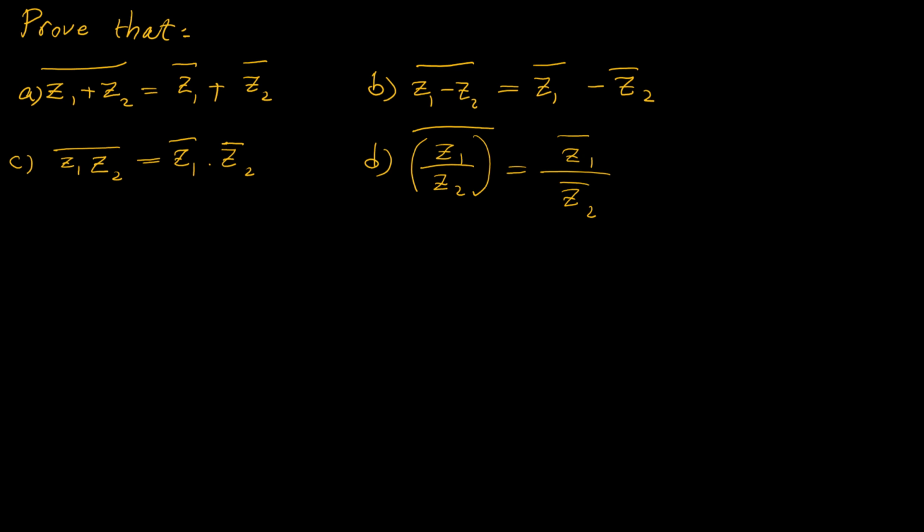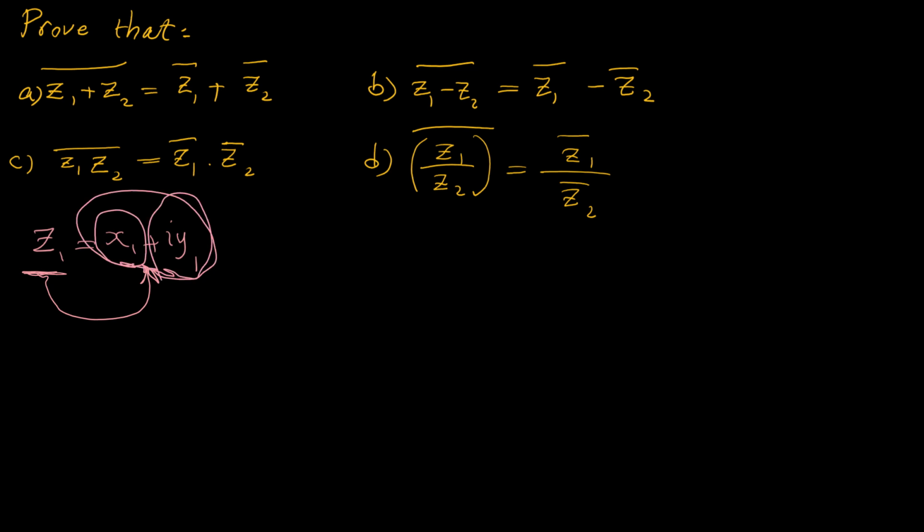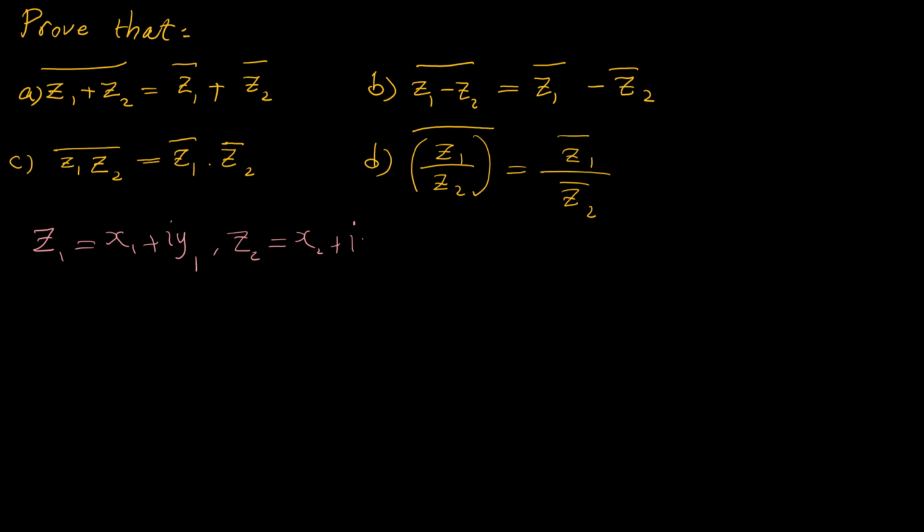To prove that conjugate of z1 plus z2 is equal to conjugate of z1 plus conjugate of z2, we suppose z1, which is a complex number, as x1 plus iy1. We know that any complex number can be represented in the form of x1 plus iy1. So we suppose z1 to be x1 plus iy1, and we suppose z2 as x2 plus iy2.